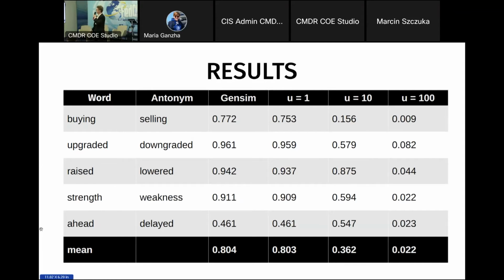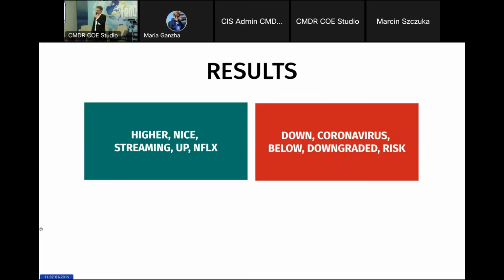As you can see, for U equals 1, the numbers are very, very similar to the GenSim model. It's just a bit lower in some cases. And when we went to U equals 100, then the similarity is basically 0. So we could say that the words, or their vectors, are almost orthogonal. I also ran a second experiment, or looked at the resulting data from a different point of view.